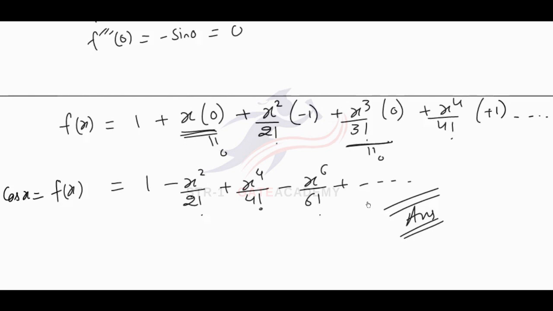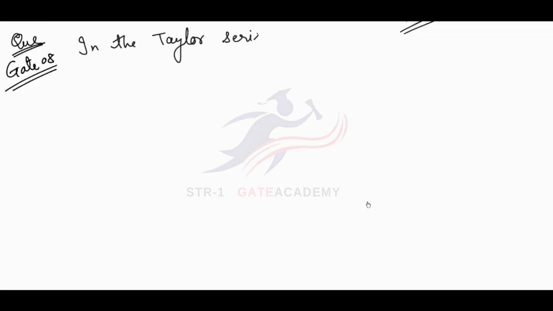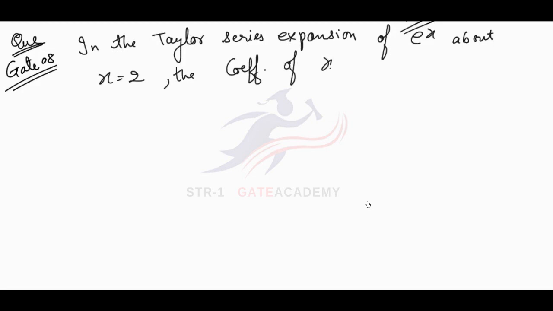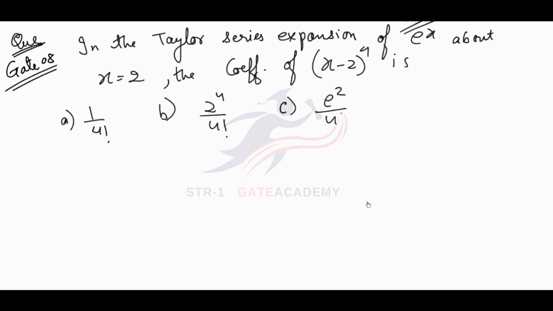Let's take an example on this so we will understand it much better. Let us take a GATE question which came in GATE 2008. In the Taylor series expansion of e raised to x about x equal to 2, the coefficient of x minus 2 raised to 4 is 1 by 4 factorial, 2 raised to 4 by 4 factorial, e square by 4 factorial, or e raised to 4 by 4 factorial.